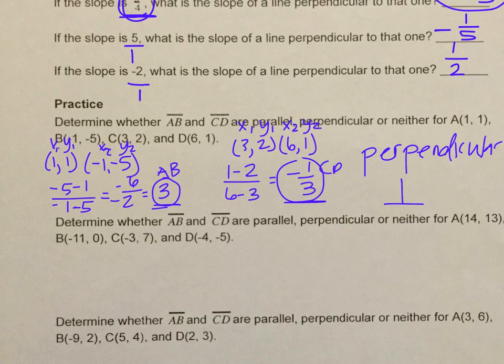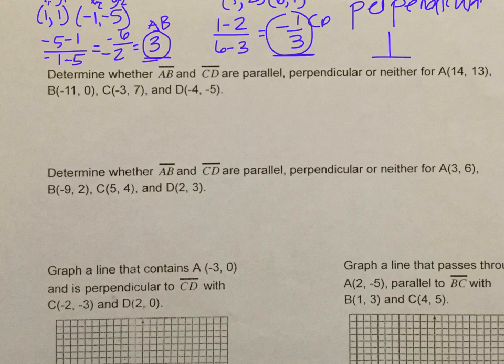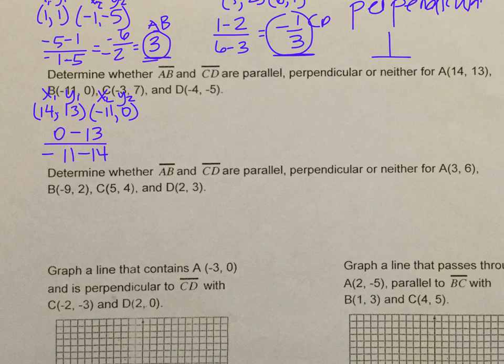All right, let's look at this next one. We do it the same way. I'm going to take my 14, 13, and -11, 0, x1, y1, x2, y2. I get 0 minus 13 over -11 minus 14. The slope would be -13 over -25. Well, you can't have two negatives, so really they make a positive. So it's 13/25 for AB.